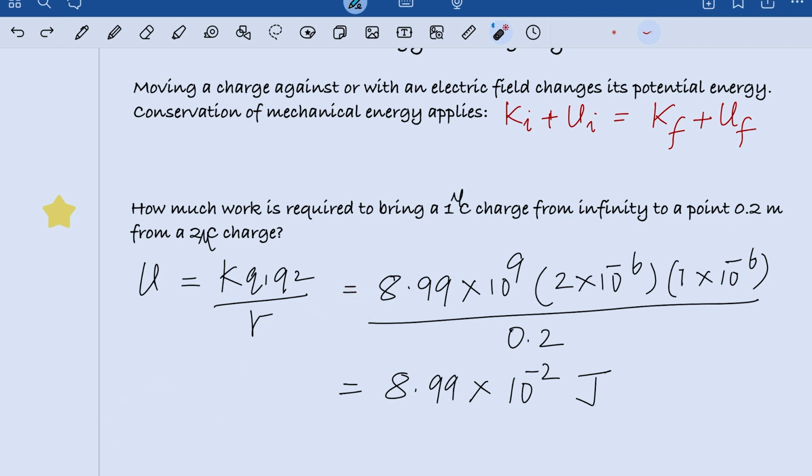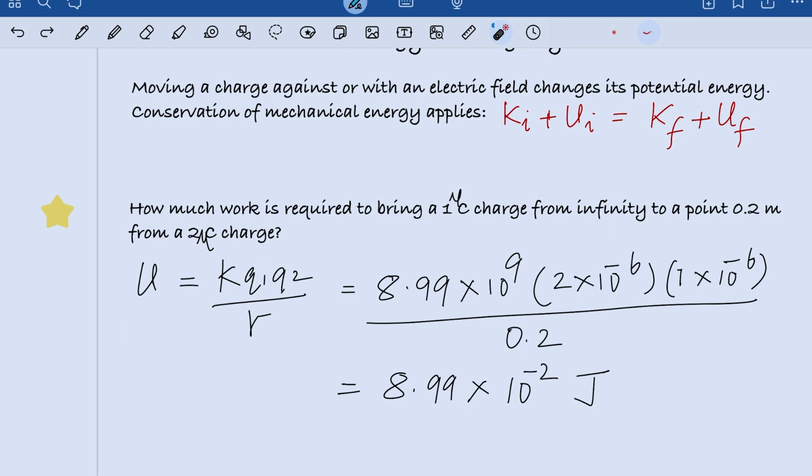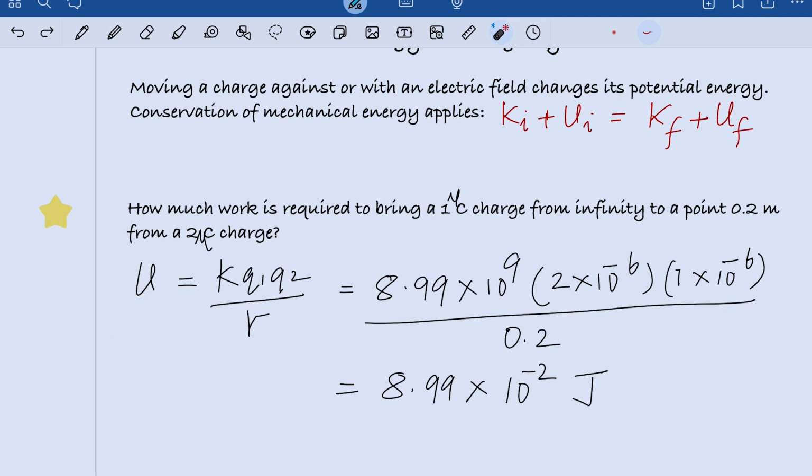So that's the picture. And in this case, because work is actually the change in potential energy, I've got to write change in potential energy here. And at infinity, the potential energy is taken as zero, just like in gravitational fields, the gravitational potential energy at the ground is taken as zero. Therefore, the change in potential energy is just the potential energy, because we started from zero.